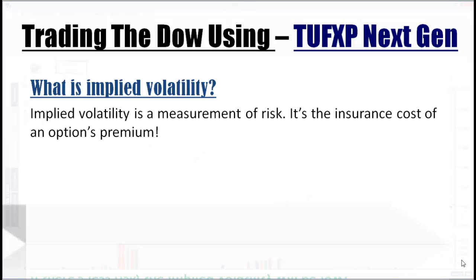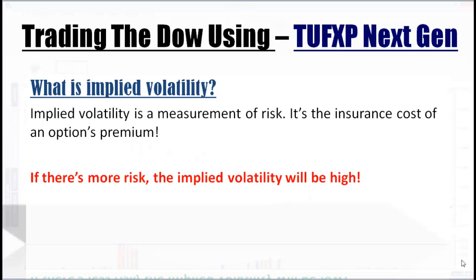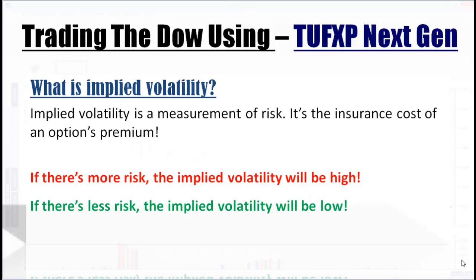So the implied volatility is just simply a measurement of the risk in the market. So if the volatility is low, there is less risk, and of course if there's a lot of risk in the market, then the options will be expensive. And it's the measurement of this risk that we're going to use in order to predict what the Dow is likely to do. So if there's more risk, the implied volatility will be high. And if there's less risk, i.e. the underlying market is not falling, then the implied volatility will be low.